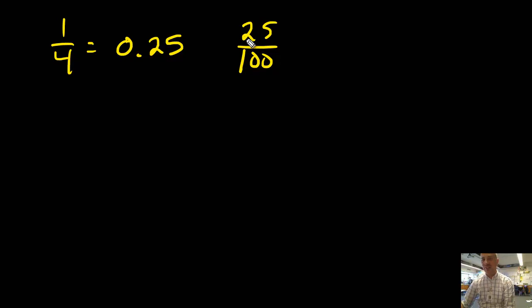Well, I know that I can express 1/4 as 0.25, right? That's 1/4. This is right here 25 hundredths, or one quarter, right? 1 out of 4. There's 4 quarters in a dollar, and one of those would be 25 out of 100. So I can express 1/4 as 25 hundredths.